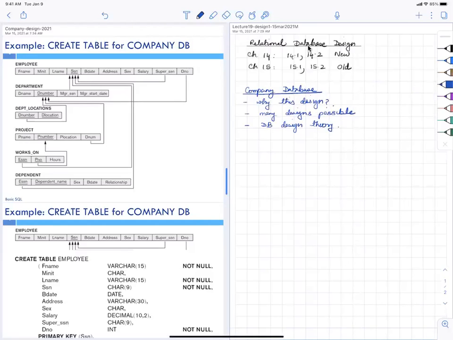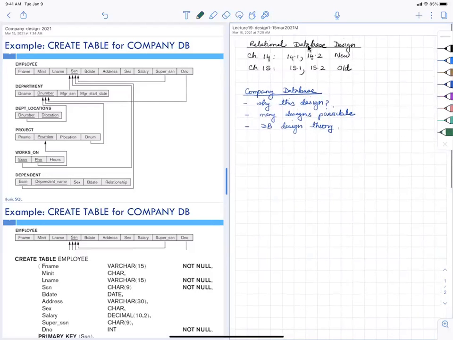There are a few parts. First I'll do the informal design techniques, and then I'll go on to the formal design techniques. The informal design techniques are some goodness tests. From the informal design point of view, when you look at it, is it easy to understand the design? If you look at the company database, it is relatively easy to understand.